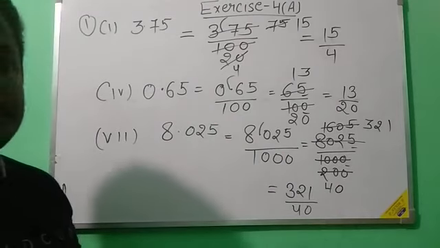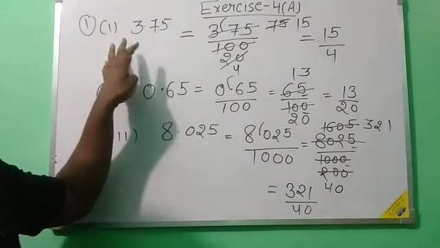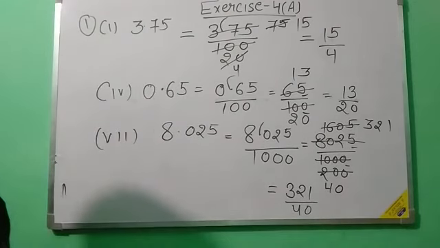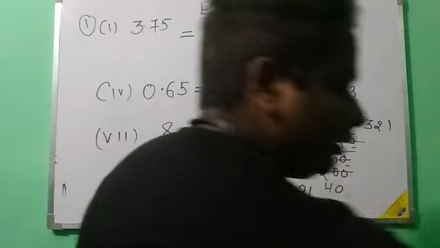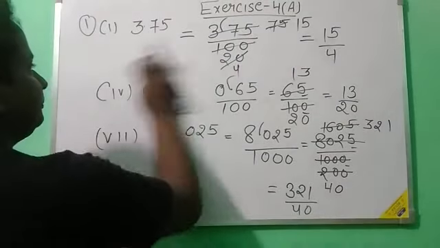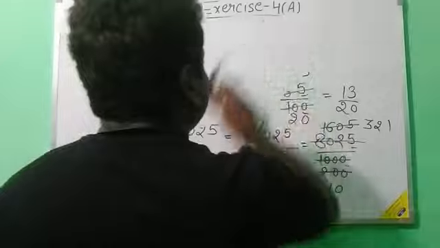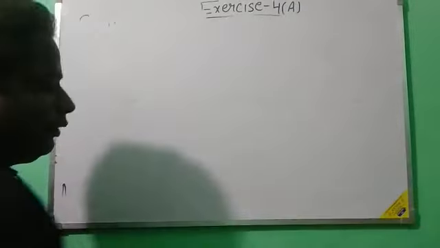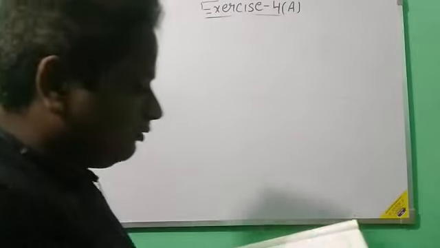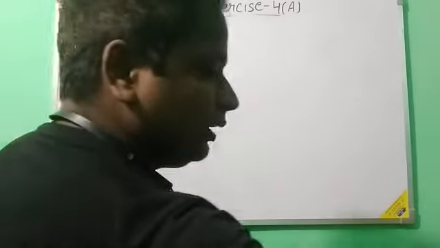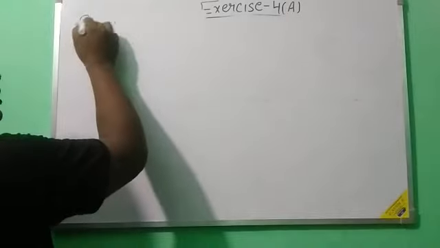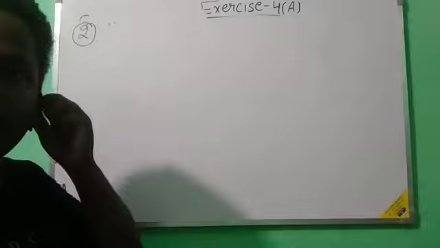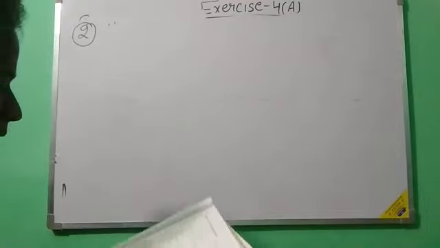So I guess you know how to convert a decimal number into its lowest terms. Now we will move to question number 2. Your question number 2 says convert into decimal fractions. This question is the opposite. You get a fraction and you need to convert it into a decimal fraction or decimal number.